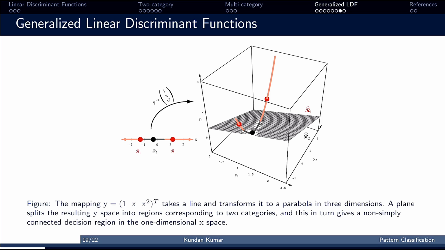So this is the representation of the problem that we have considered. Here y is our 3-dimensional vector which will transform the 1-dimensional input feature vector to a 3-dimensional feature space. That means d-hat is the 3-dimensional feature space and d is the 1-dimensional feature space.